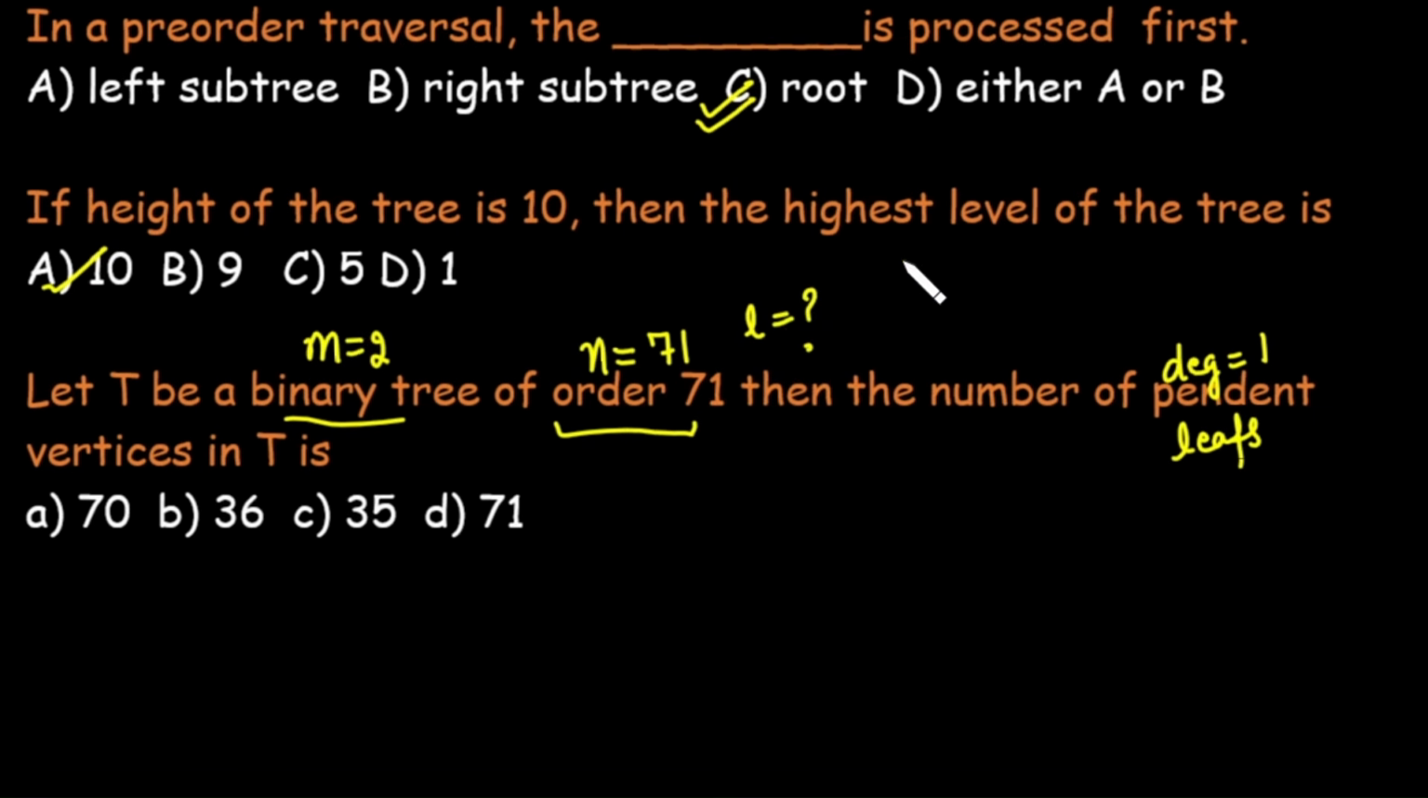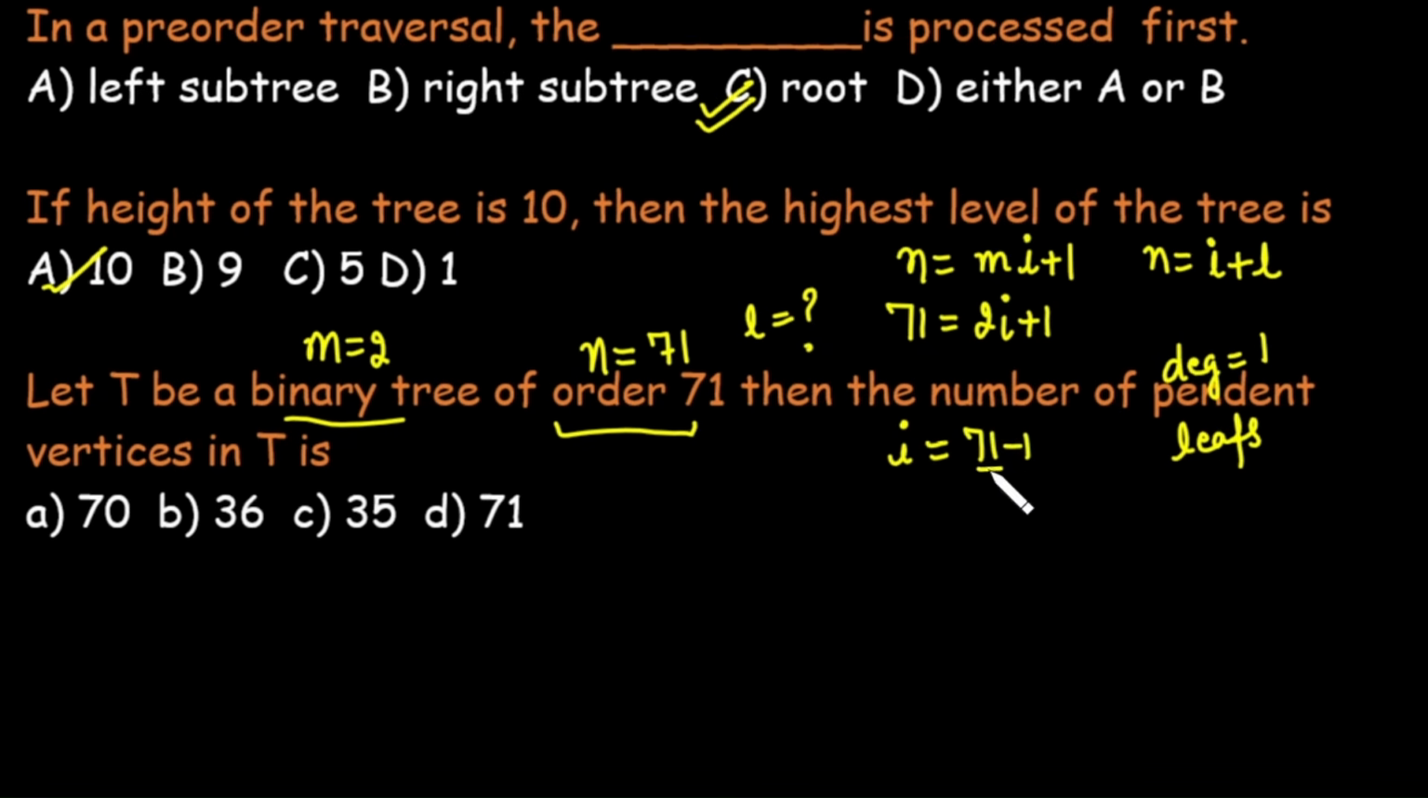Recall two results: n is equal to m into I plus 1, and n is equal to internal vertices plus leaves. According to this, 71 is equal to 2 into I plus 1. Evaluating the internal vertices, we have (71 minus 1) by 2, which is equal to 35. So leaves we have 71 minus 35, which is equal to 36.